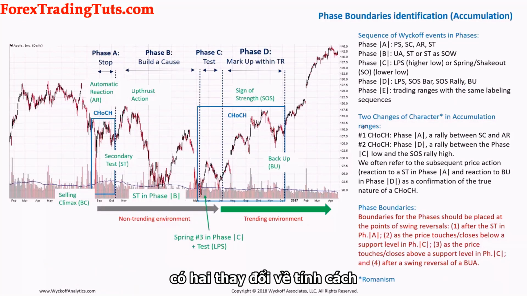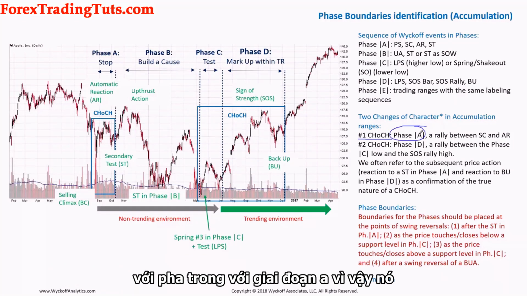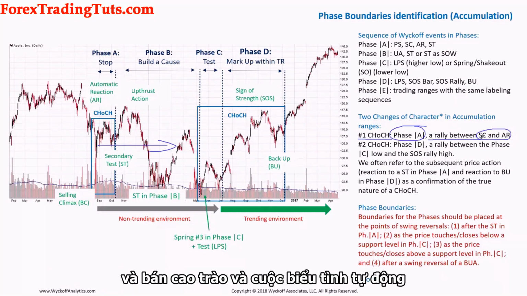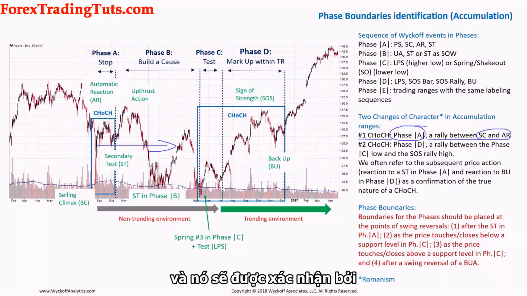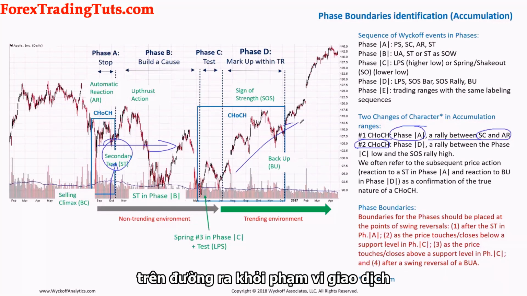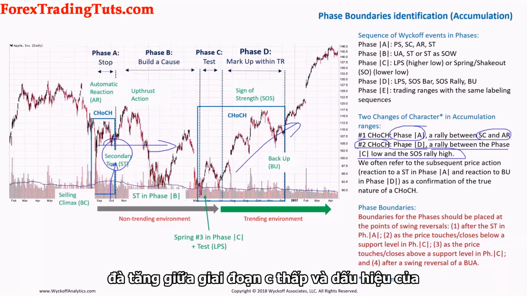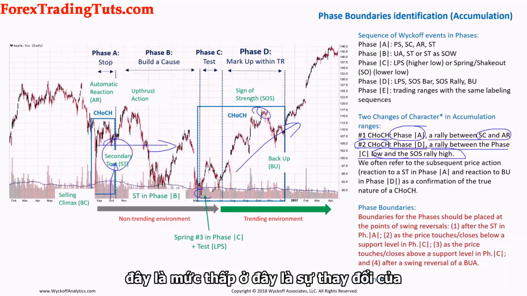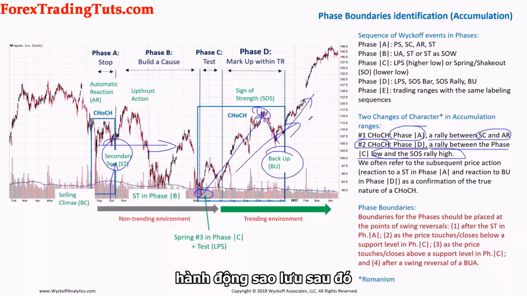There are two changes of character that I mentioned. Our first change of character is going to be associated with phase A. So it's the change of character into the trading range, and it's going to be defined as the rally between a selling climax and automatic rally, and it's going to be confirmed by the secondary test. And then the second change of character is going to be on the way out of the trading range in phase D, and that's going to be a rally between the phase C low and the sign of strength rally high. So here's the high, here's the low, here's that change of character, and it's being confirmed by the backing up action after that.